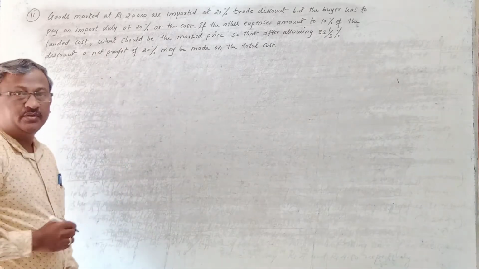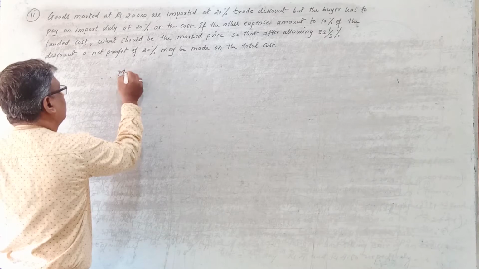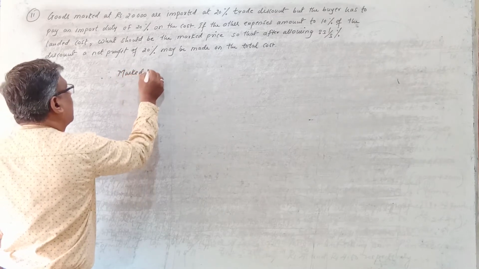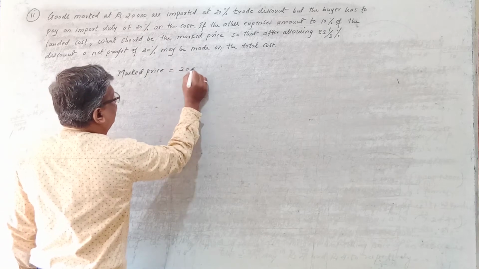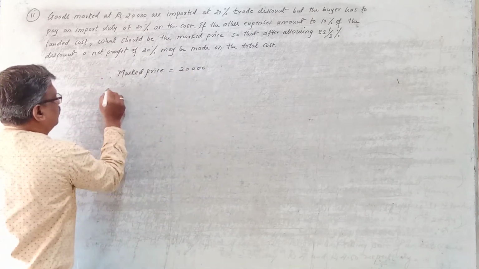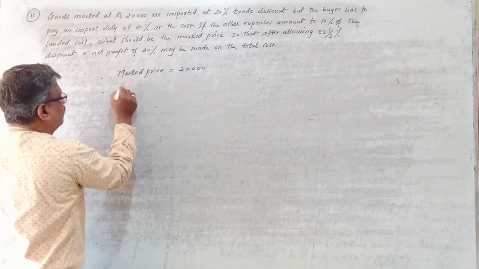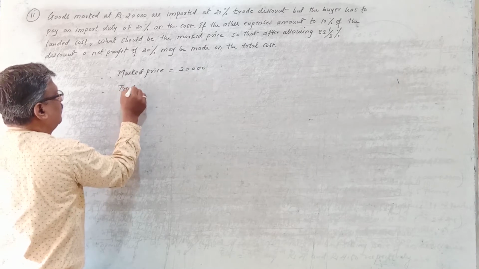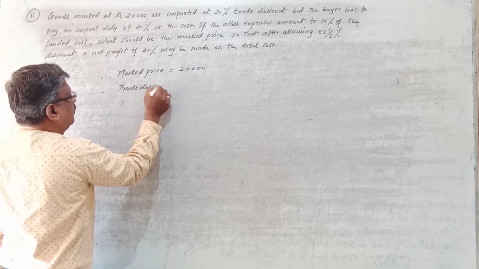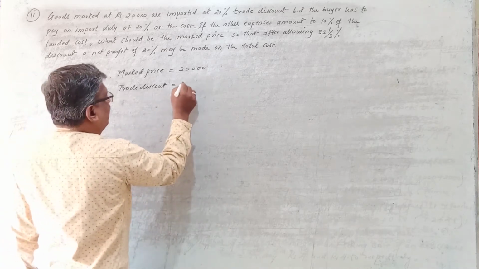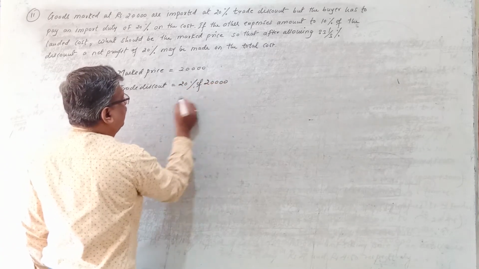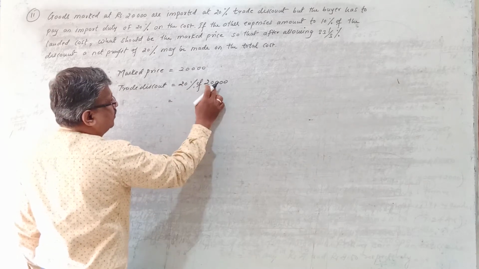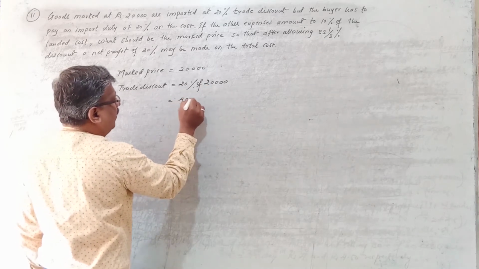So here they have given the mark price. What is the mark price? The marked price of the exporter is 20,000. On 20,000, how much discount is he giving? 20%. So first we calculate the trade discount. Trade discount you have to calculate, how much is it? 20% of what? 20,000. So 20% on 20,000, how much will you get?